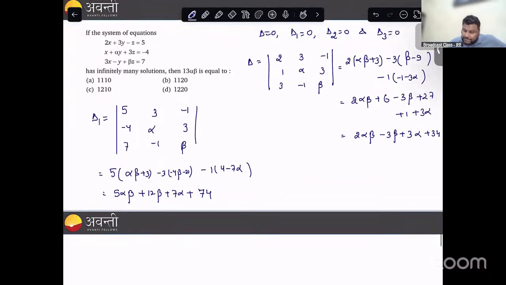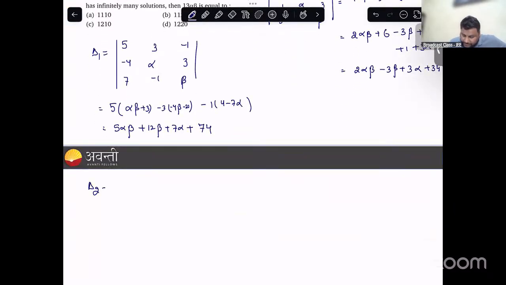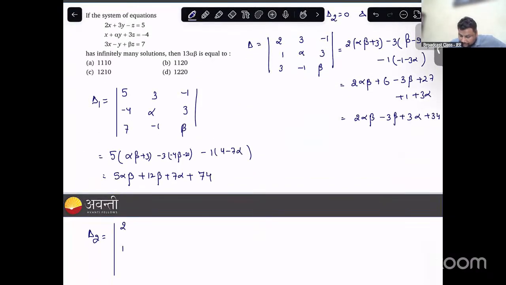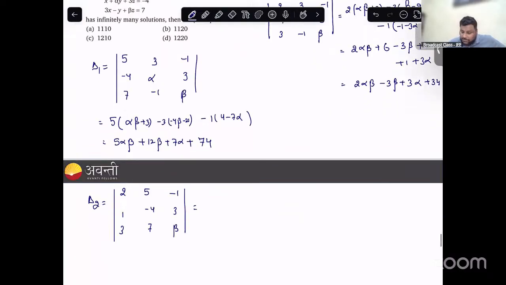All right. Now, delta 2. From this point, I'll start getting a better idea. It is 2, 1, 3. Then it is 5 minus 4, 7, and minus 1, 3 beta. Because after making it 0, I'm directly going to get the value of beta. I'm expanding along the third row. So 3 times 15 minus 4 minus 7 times 6 plus 1, 7, plus 3 beta times minus 8 minus 5.